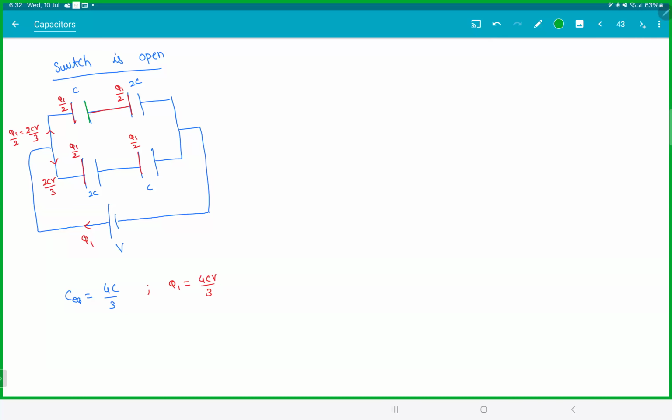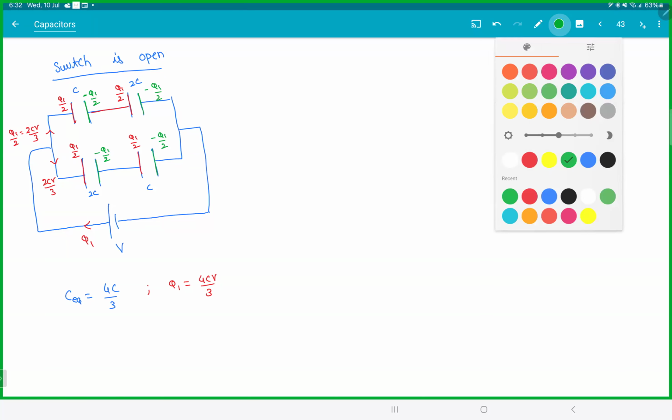If I just write the negative plates, minus Q1 by 2, minus Q1 by 2, not required, but I need it for the third problem. Minus Q1 by 2, minus Q1 by 2. There, I'm putting the negative charges in green and the positive plates with positive charge. Any doubts on this when the switch is open?